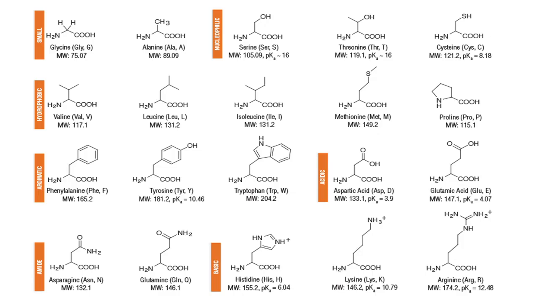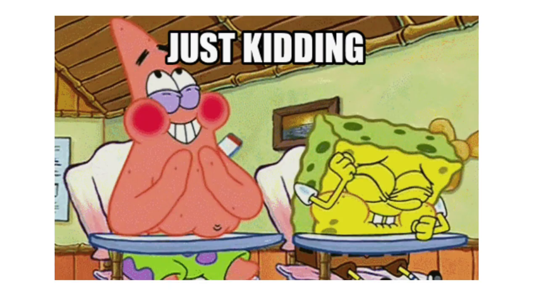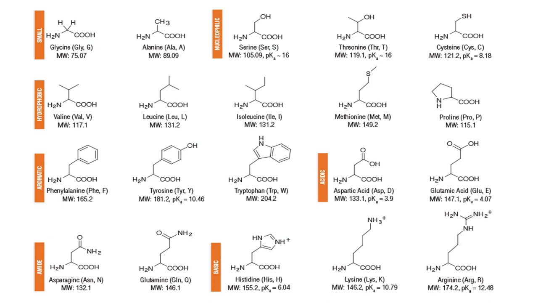And yeah, there are 20 essential amino acids. You need to know the structures of all of these for your exams. Only messing, of course, you don't. No, that would be crazy. But I do want you to know that they each have an NH2, an amino group, and a carboxylic acid group. This means they can form chains infinitely long in a condensation reaction.